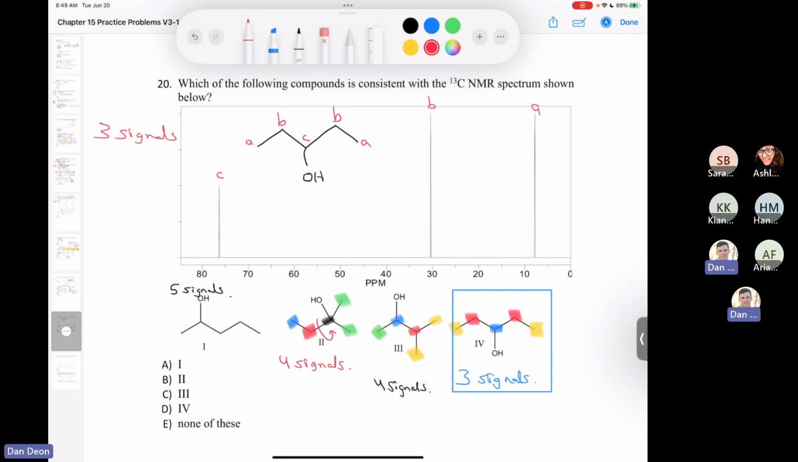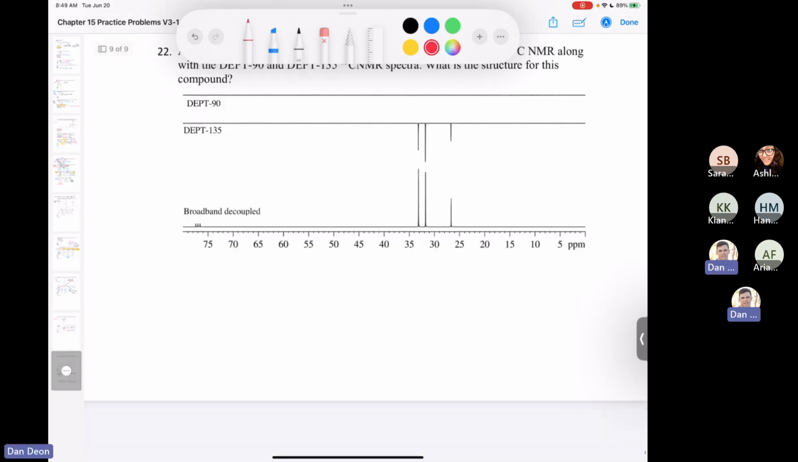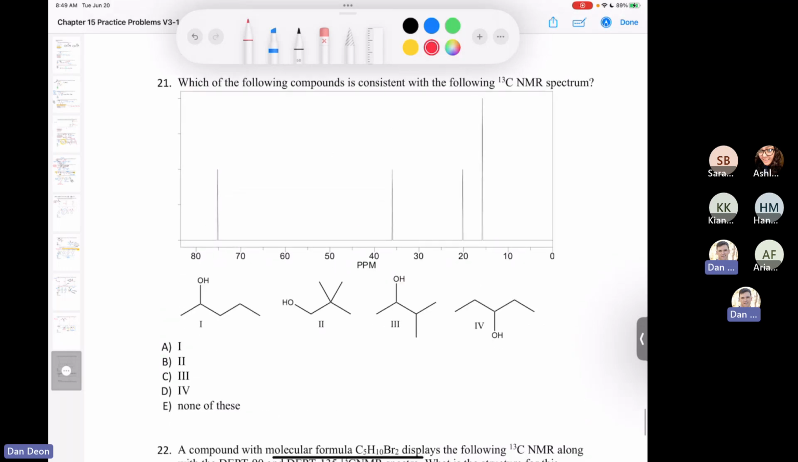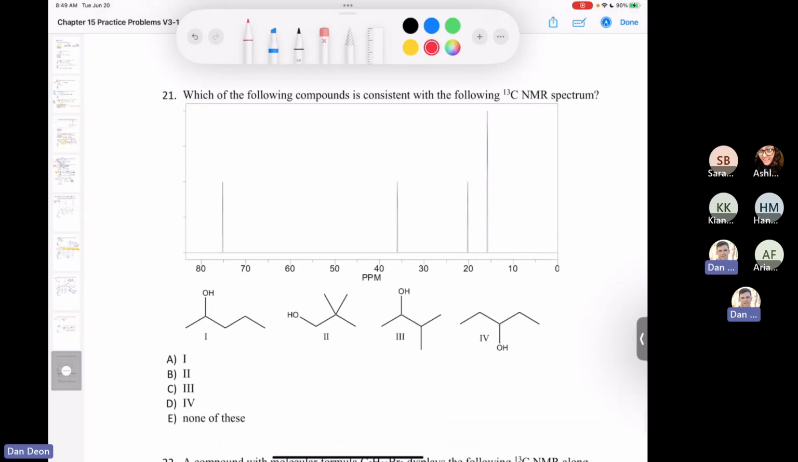All right, let's keep going. I think this is the last problem. Yeah, this is the last one here. And this one we have to use a lot of data to try to figure out the problem. No, sorry, there's 2 problems. Sorry, my mistake. Okay, let's try number 21.